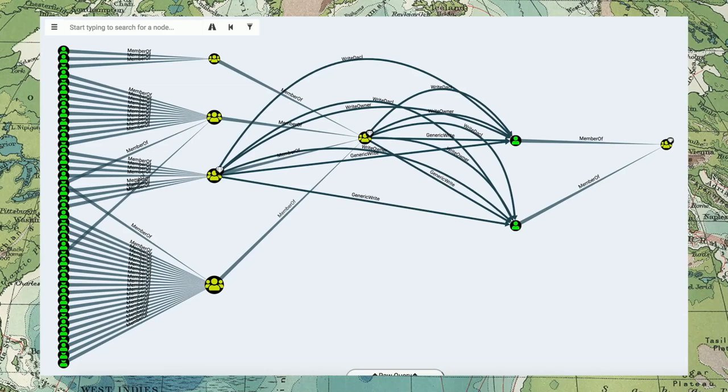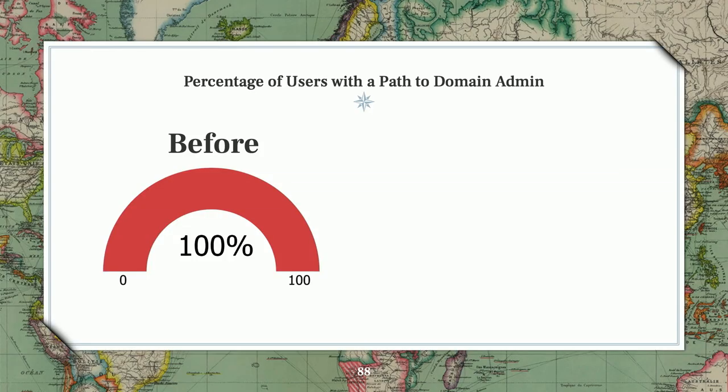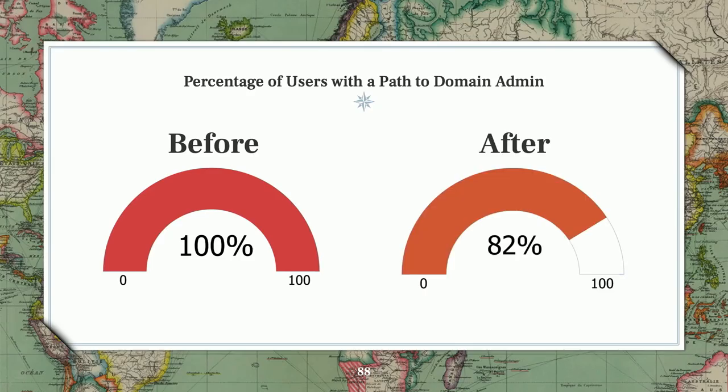Let's focus on that strategy of isolation. So we've simulated changing GPO control for GPOs that apply to domain admins or computers that are used by domain admins. And we've trimmed permissions inbound on the domain admin users and on the domain admins group. So before, we had 100% of users with an attack path to domain admin. After, it's 82%. We're actually making some forward progress. These numbers, by the way, are real. These are real numbers from a real environment.